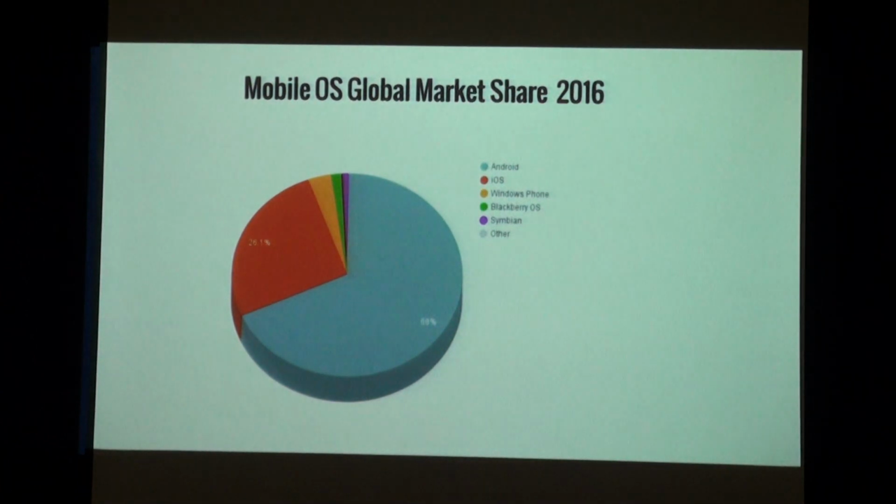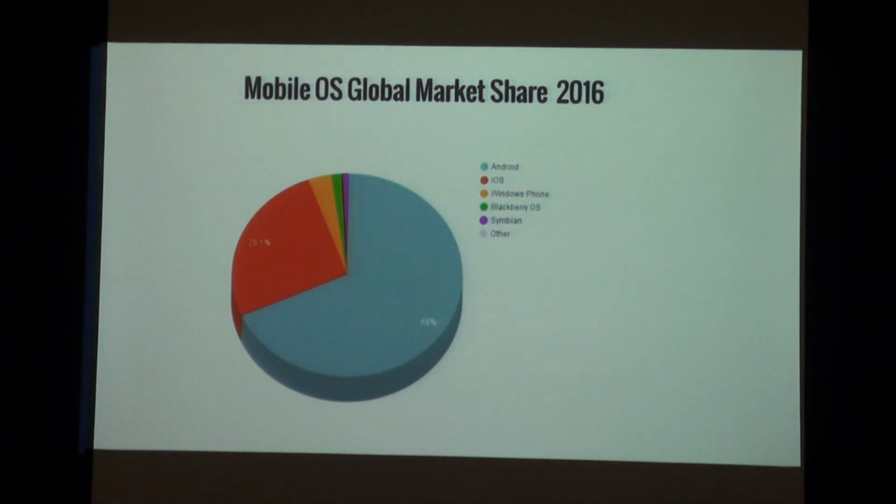So this is the global OS market share as of July 2016. The blue part which you see, which is 68%, is held by Android. So that pretty much explains why we should be concerned about Android security right now.